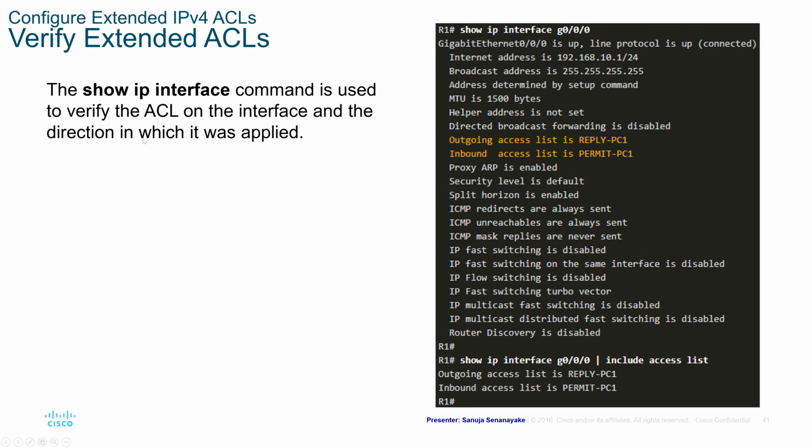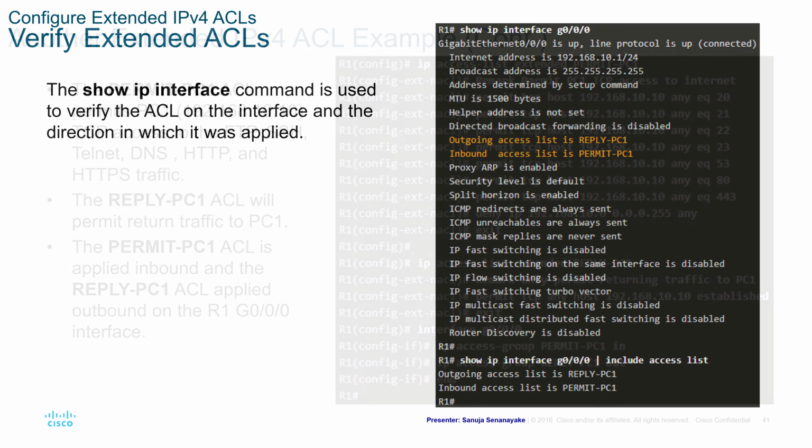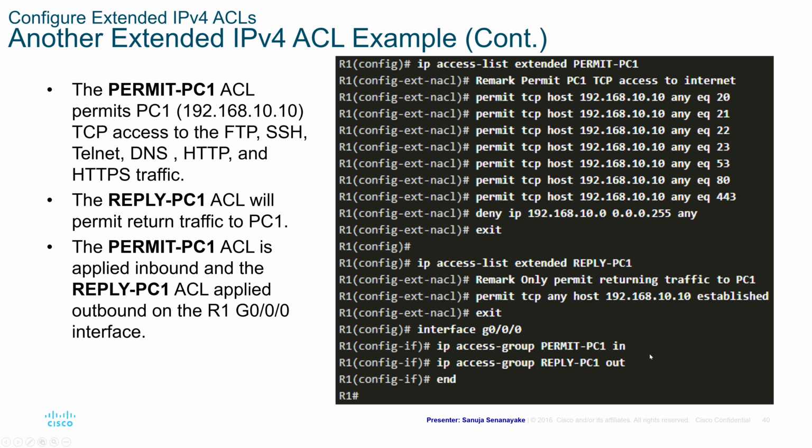Verify extended ACLs. The show ip interface command is used to verify the ACL on the interface and the direction in which it was applied. So you can actually see that in here. Again, when you say inbound and outbound, it is the direction of the traffic flow, not the interface. Sorry, my apologies. Okay, so remember that. It's the same interface, but we are applying one inbound, the other one outbound.